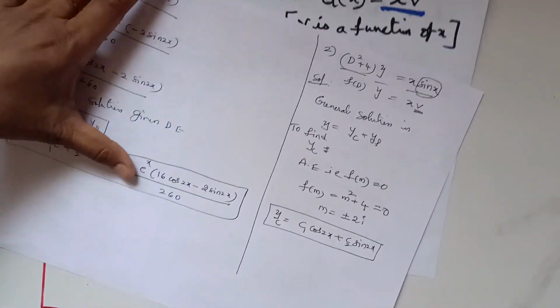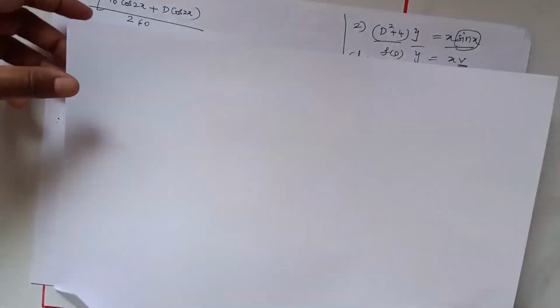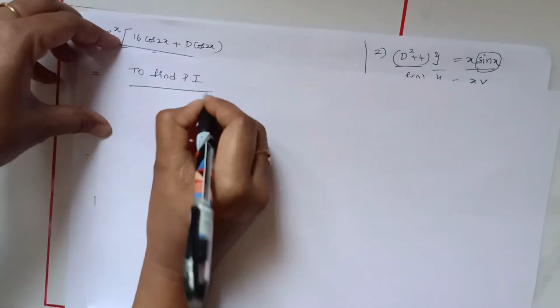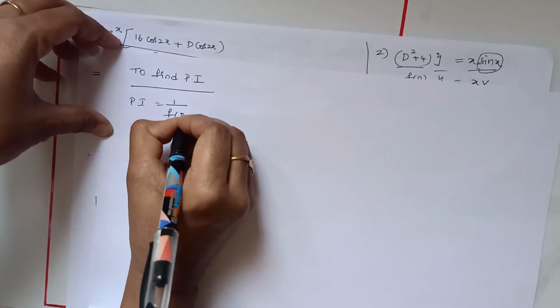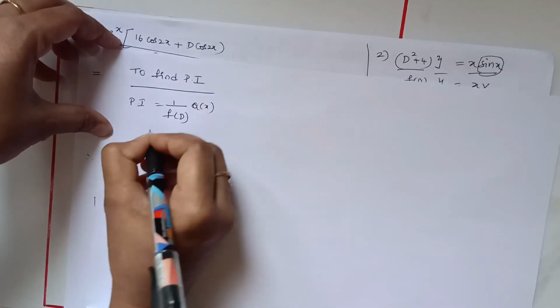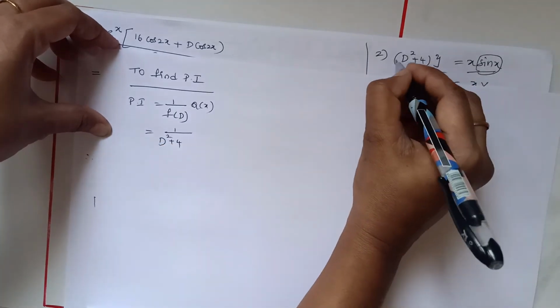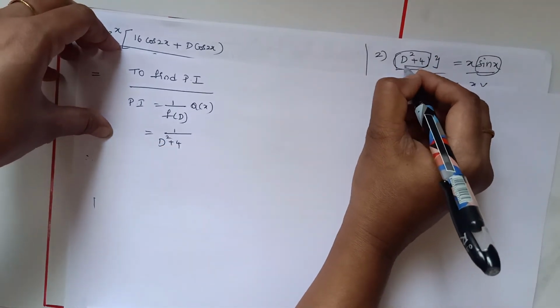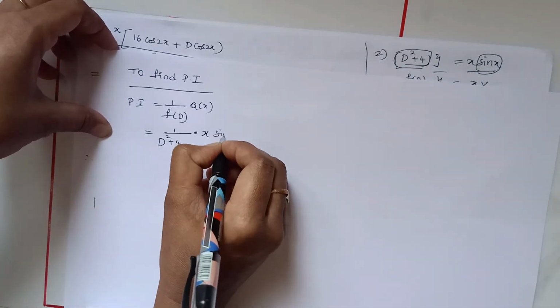Now we'll solve the particular integral. We'll find out the particular integral. Particular integral is evaluated as 1 by f of D into Q of x. Here f of D is D square plus 4, into Q of x which is x sin x.